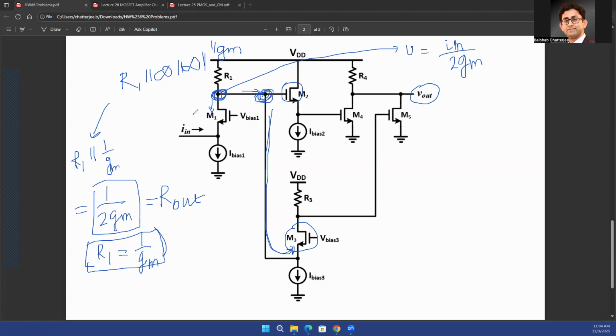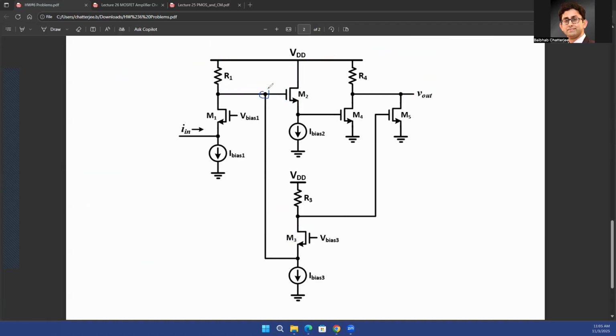So in this case, you converted your input current into a voltage at the output of the first stage, and that is equal to I in divided by twice GM. Okay, so that's the voltage at this terminal. Now let me clear this up. So you know that the voltage at this terminal is going to be I in divided by twice Gm.